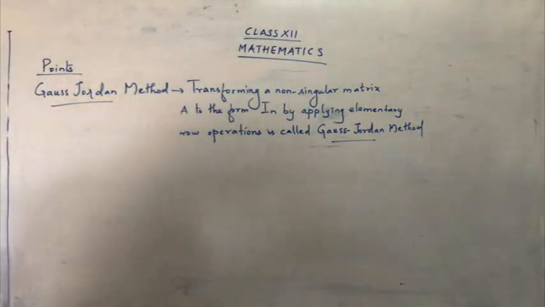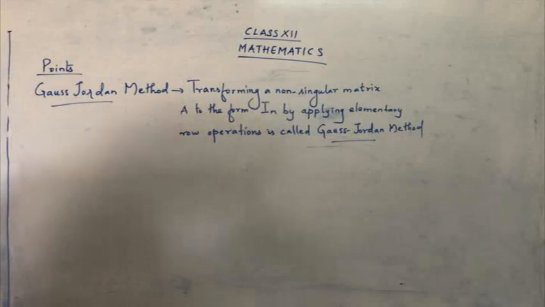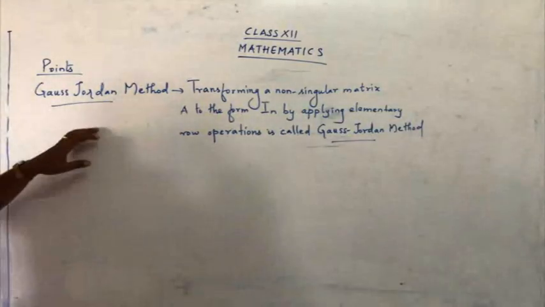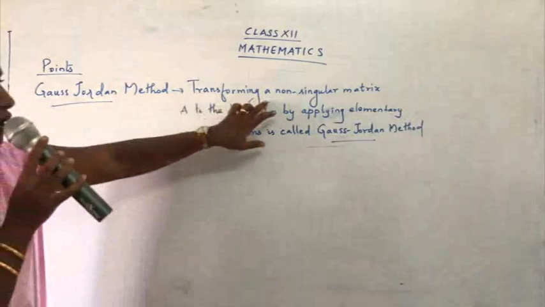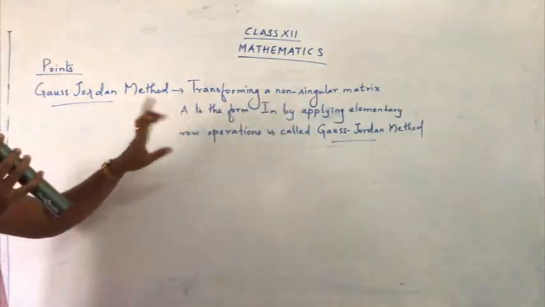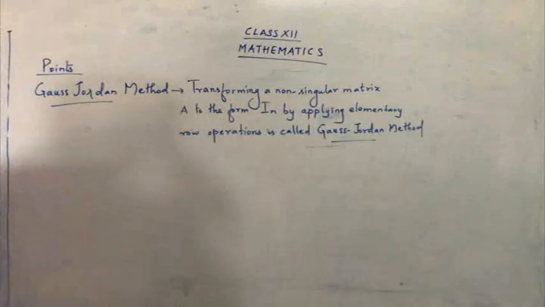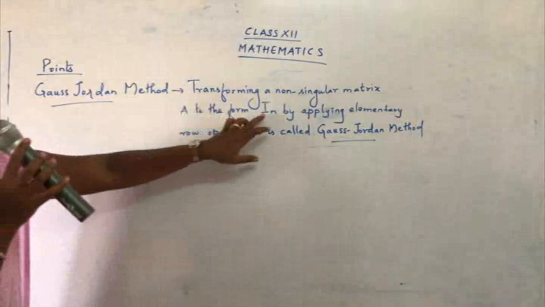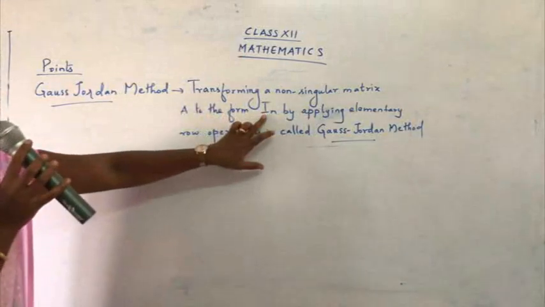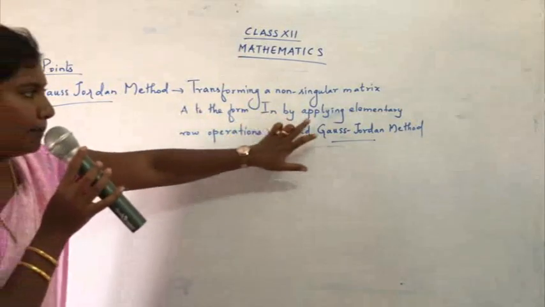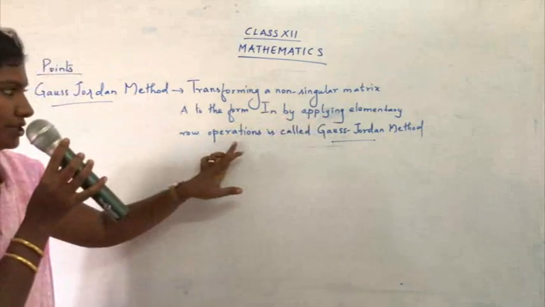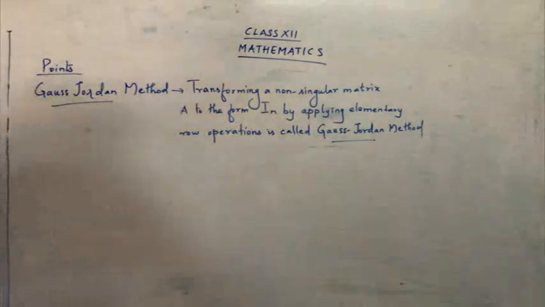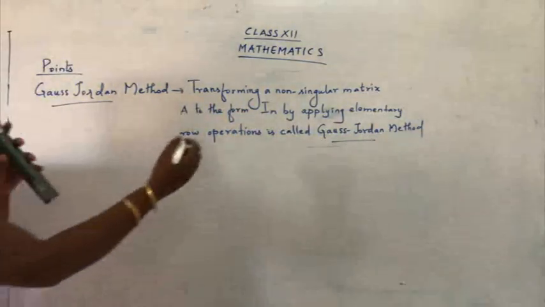Question number 3 deals with the Gauss-Jordan method. So first of all, let's know what the Gauss-Jordan method is. This method is transforming a non-singular matrix A. One matrix will be given to you. It will be a non-singular matrix and you are going to transform this to the form In. In is an identity matrix, by applying elementary row operations. This is called the Gauss-Jordan method.